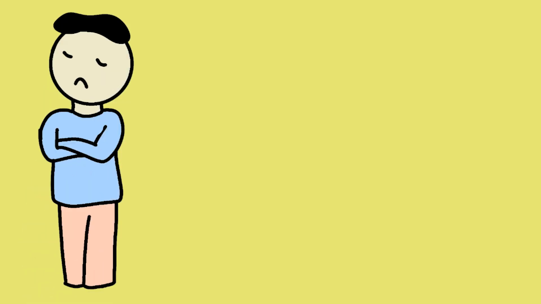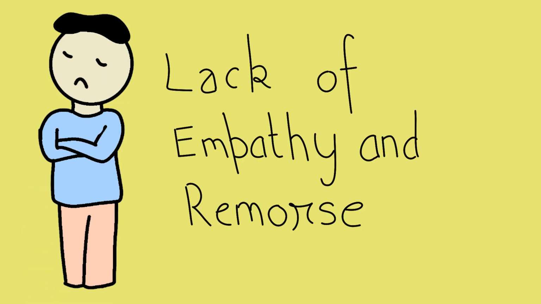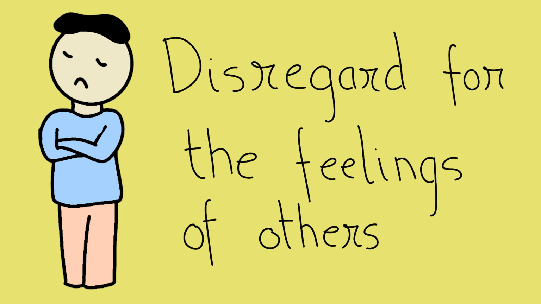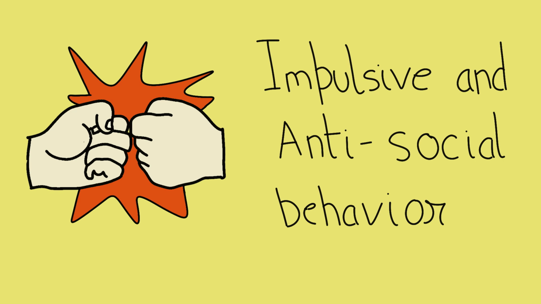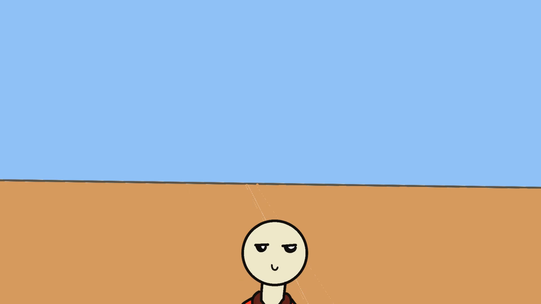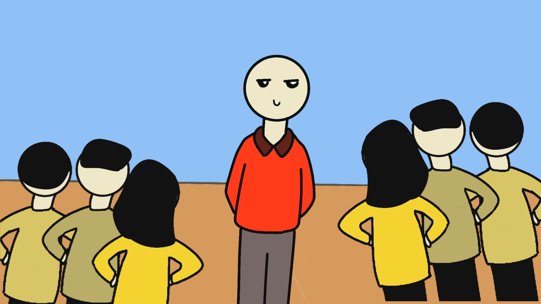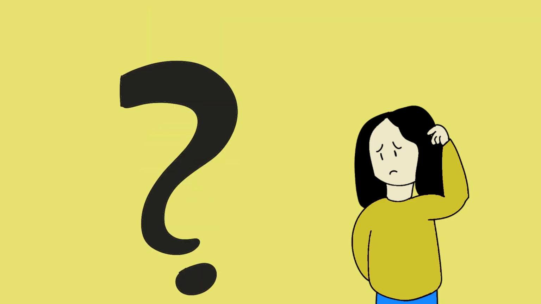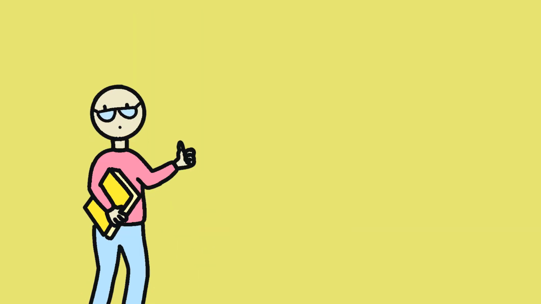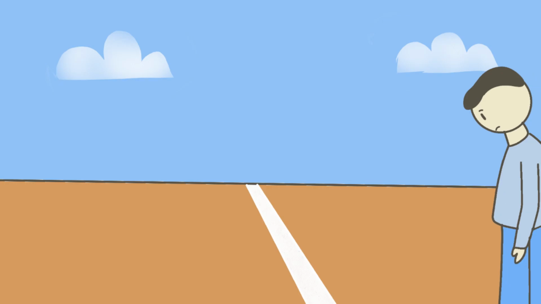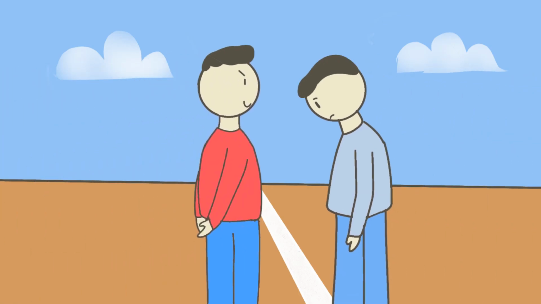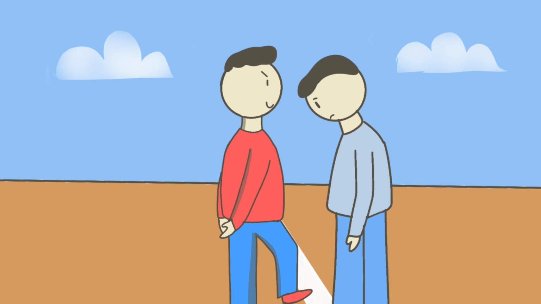Sociopathy is a personality disorder characterized by a lack of empathy and remorse, a disregard for the feelings of others, manipulative behavior, and a tendency towards impulsive and antisocial behavior. It's a condition that affects how individuals interact with others and the world around them. While the exact cause of sociopathy is unknown, research suggests it may be a combination of genetic and environmental factors. Sociopaths tend to manipulate, exploit, and violate the boundaries of others for their benefit without feeling any remorse or guilt.